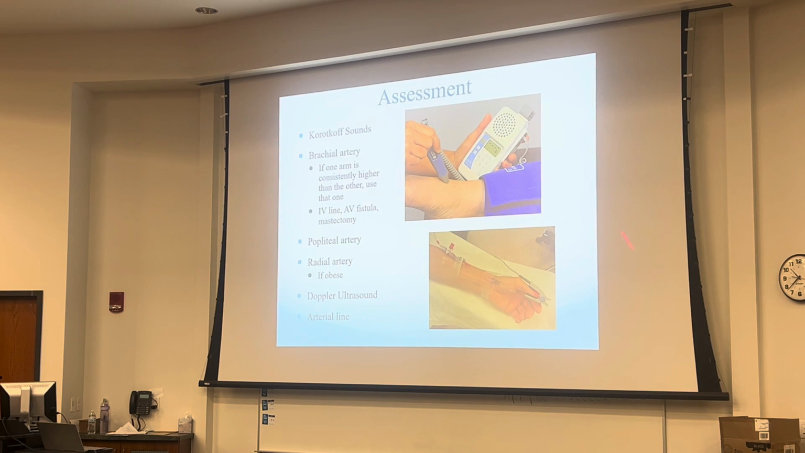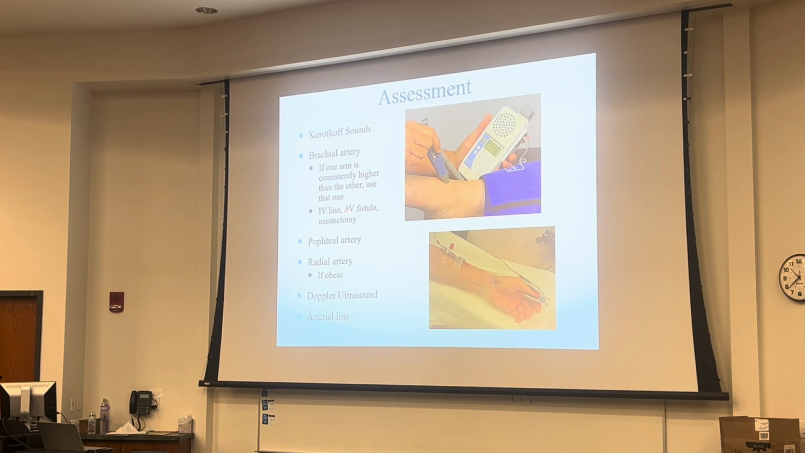All right, and then just a review of some terminology. The sounds that you hear are the Korotkoff sounds. We're using the brachial artery. If we have one arm that's usually higher than the other, use the higher one to get that number.